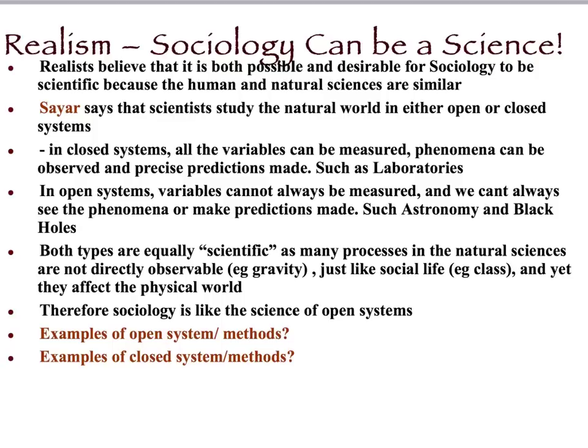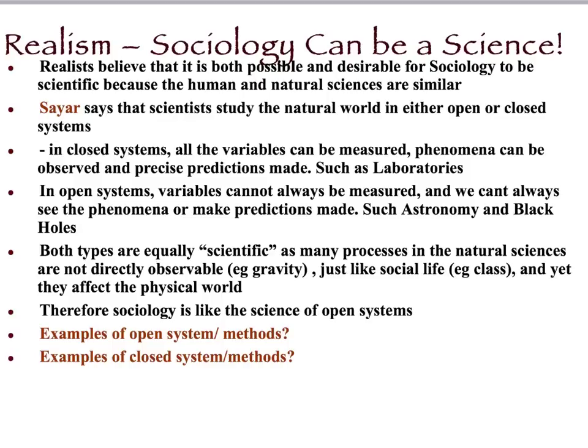However, Sayer argues there are also open systems in science where variables cannot always be measured, and we can't always see the phenomena or make completely accurate predictions. A good example of this is astronomy, okay, the study of space. Plenty of physics scientists talk about the existence of black holes, and they've made many predictions based on black holes and quantum science, for example, quantum physics. However, no one has ever seen a black hole. No one's ever been able to measure a black hole. All of it is predictions based on unobservable phenomena, a little bit like sociology.